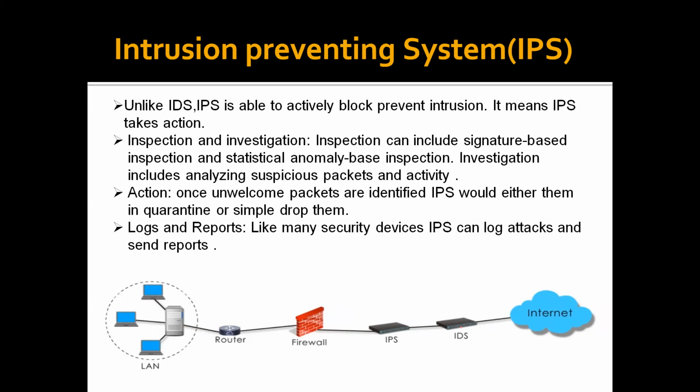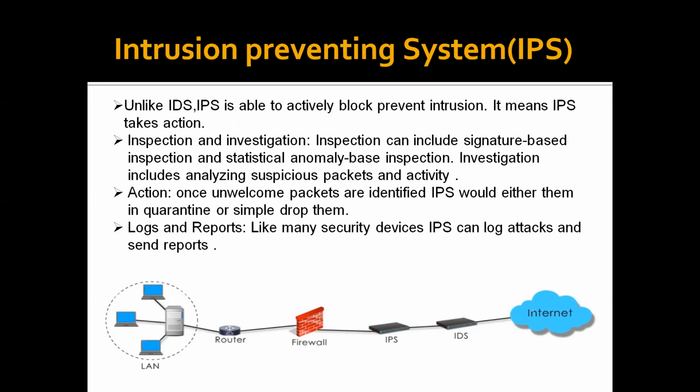Detection and investigation. Detection can include signature-based detection and statistical anomaly-based detection. Investigation includes analyzing sophisticated packets and activity. Action: once unwelcome packets are identified, the IPS would either quarantine them or simply drop them. Log and report: like many security devices, an IPS can log attacks and send a report.